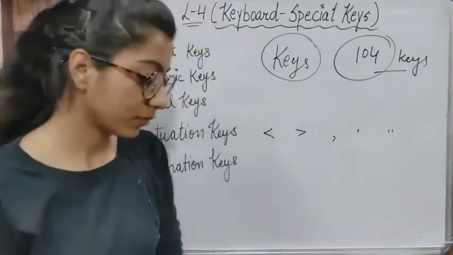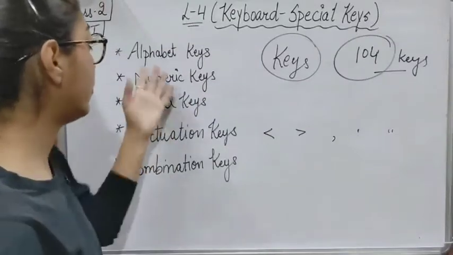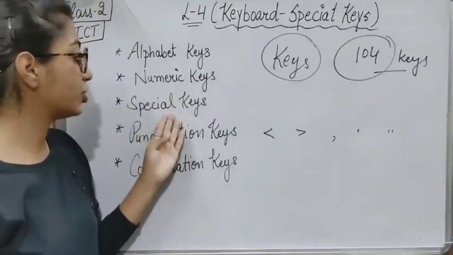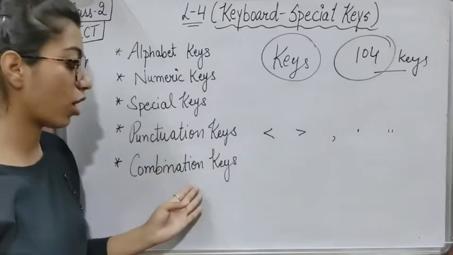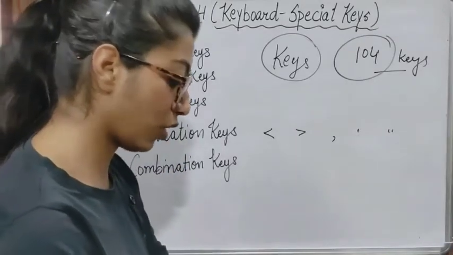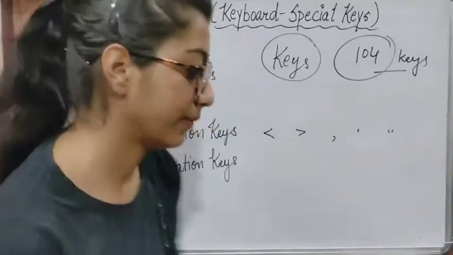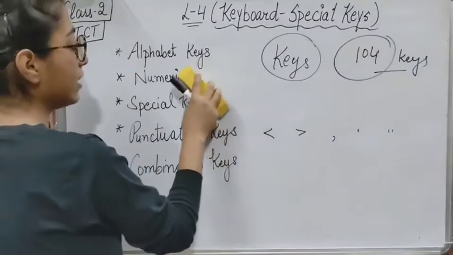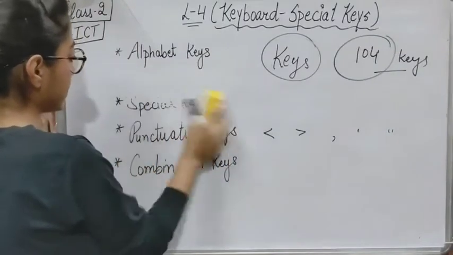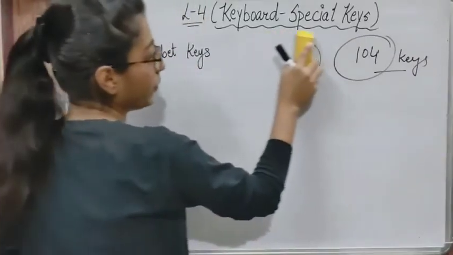Okay, so this was about the types of keys: alphabet keys, numeric keys, special keys, punctuation keys, and combination keys. Today, I will tell you about the alphabet keys. Firstly, I will explain about the alphabet keys. So, how many alphabets are there?